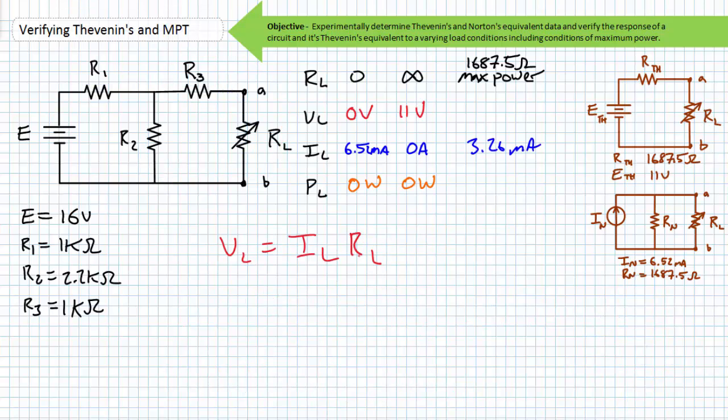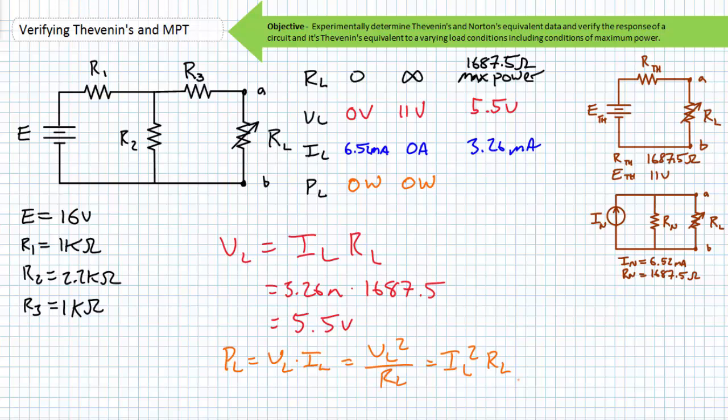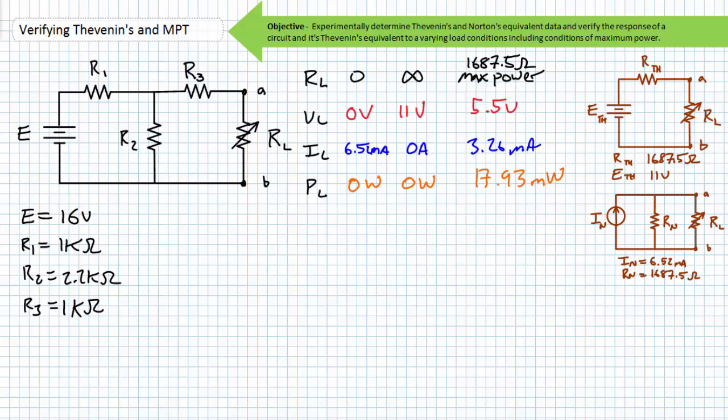We can use Ohm's law to determine the voltage drop across the load resistor. Substituting the necessary values, we find VL to be 5.5 volts. We can use any permutation of the power equations to solve for power dissipated by the load resistor only. Substituting in the necessary values, we find power dissipated by the load resistor to be approximately 17.93 milliwatts. Again, consider how many steps it took to determine these values of voltage, current, and power using the original circuit.